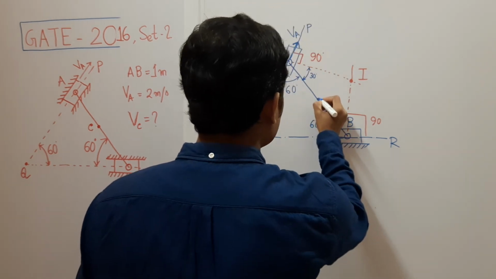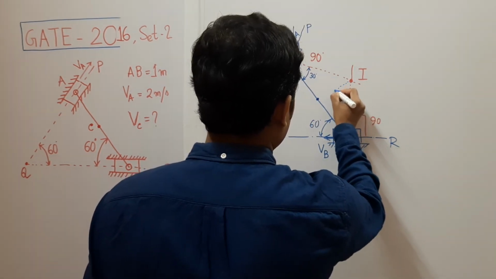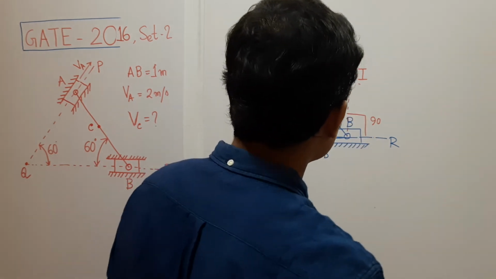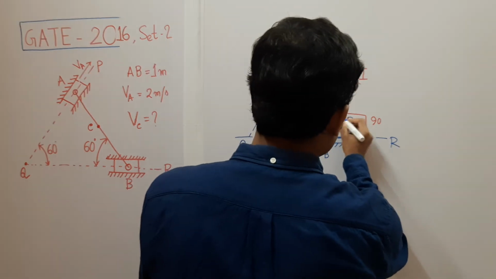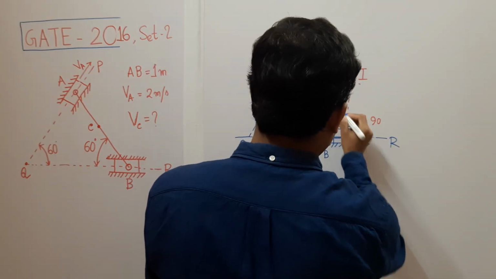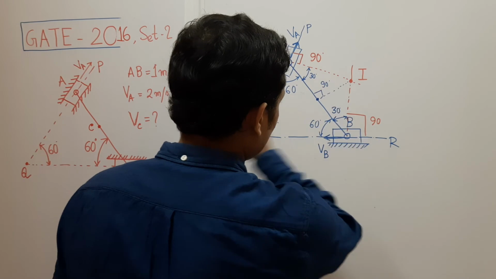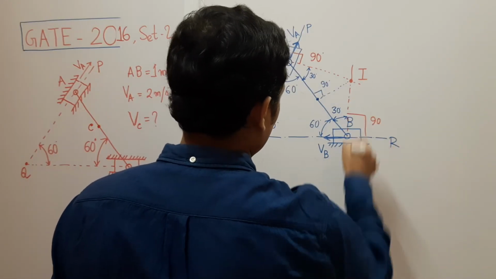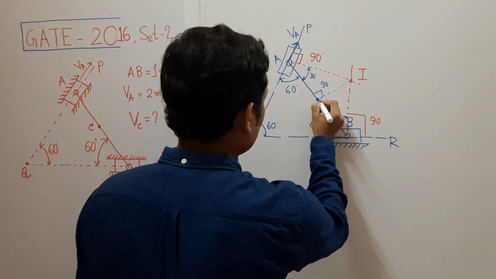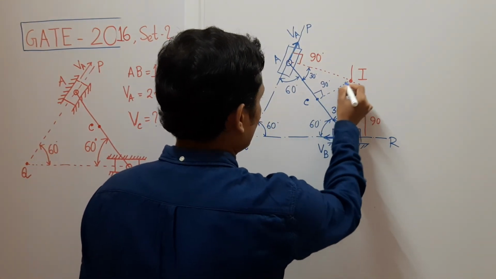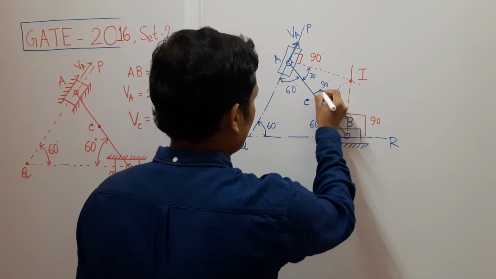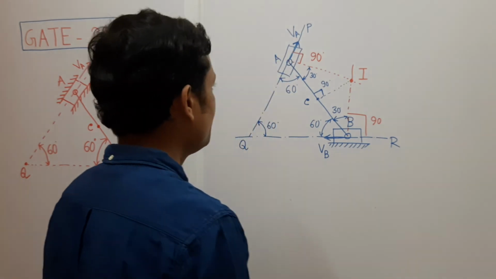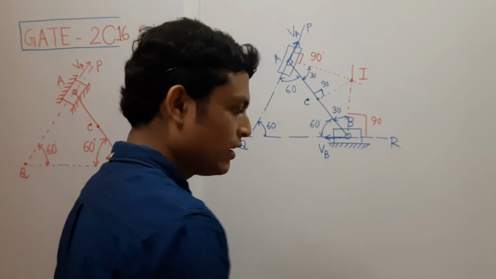Now if this is the midpoint, then the angle from I to this will be 90 degree. Why? Because this is also 30 degree. As this is 60, so this angle is also 30. Now IA and IB are equal. So the center point of AB, that is C, and IC will be perpendicular to AB. That is simple geometry.